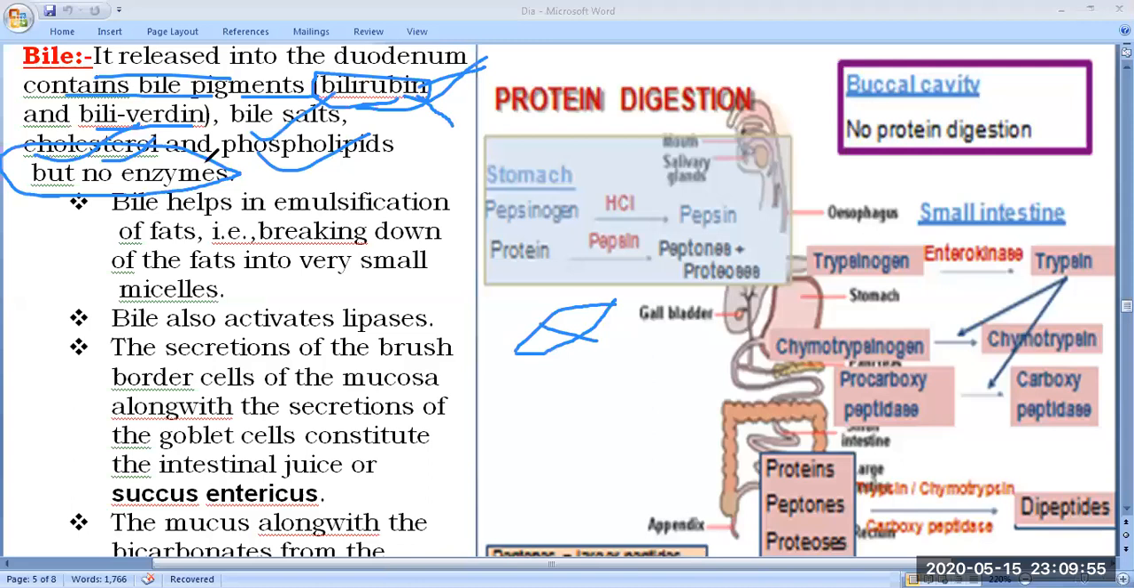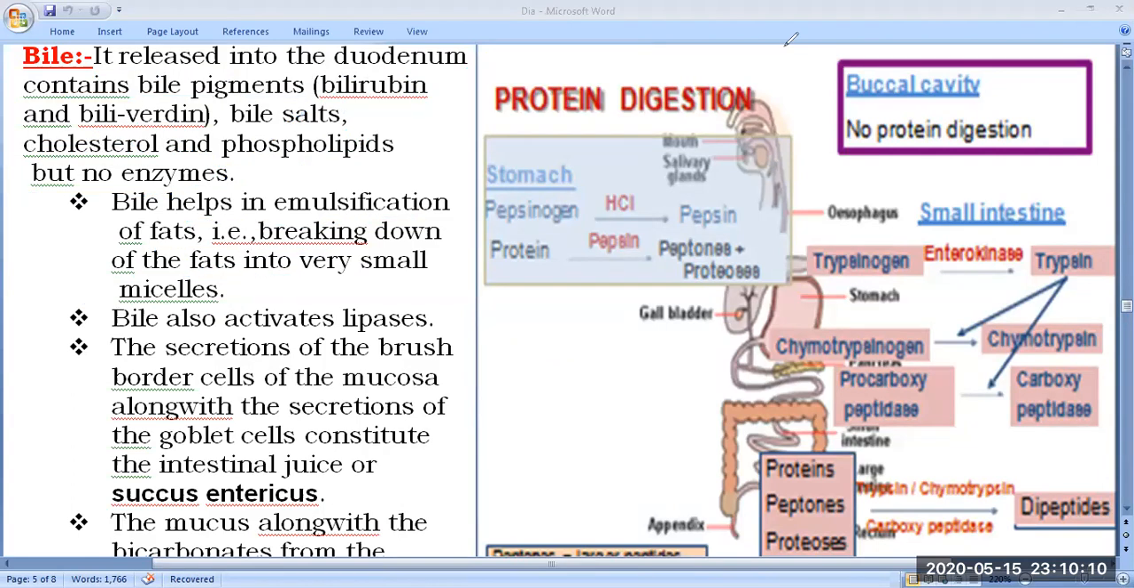Next, bile helps in the emulsification of fats, that is, breaking down of fats into very small micelles. Do you know what micelles are? A micelle is a special type of structure. You already studied it in chemistry. Think of the washing of clothes. During washing, what do we generally use? We use detergent, and this detergent has an enzyme known as lipase. Similarly, lipase is involved in the washing phenomenon.